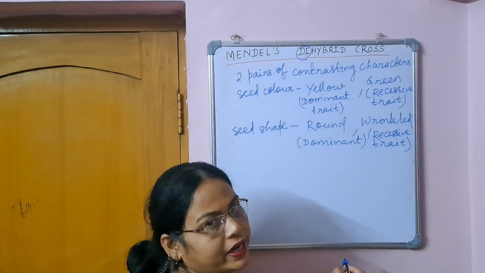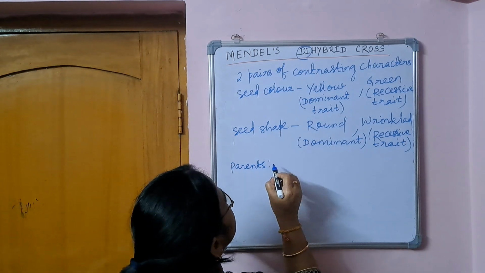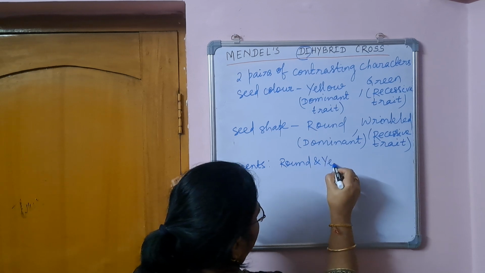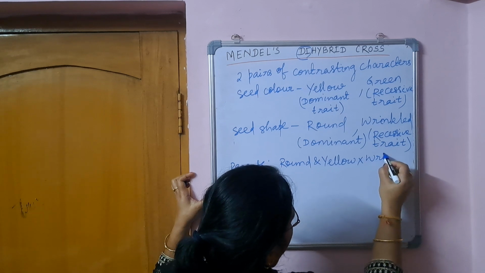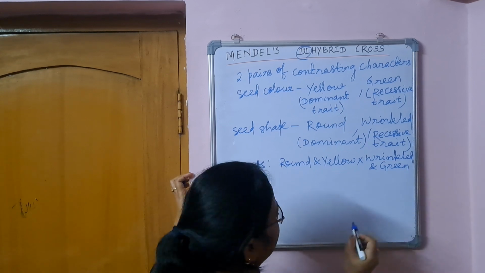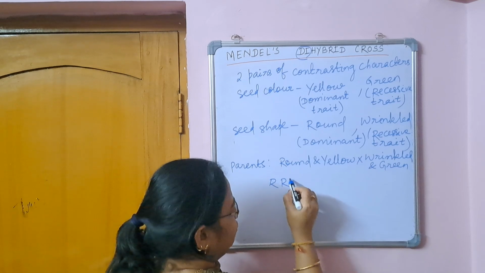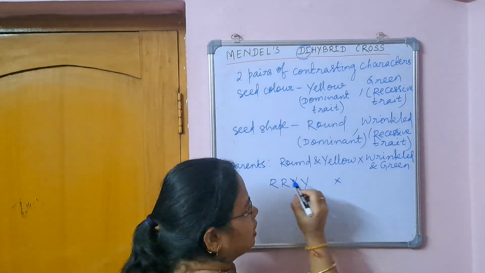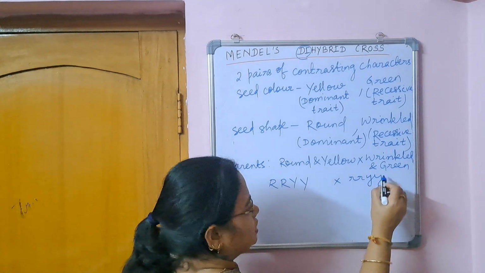Now let us take the parents for Mendel's dihybrid cross. Here you write parents, that will be round and yellow crossed with wrinkled and green. Now let us write the genotypes. For round we will be writing capital R, capital R. For yellow we will be writing capital Y, capital Y, crossed with, for wrinkled the corresponding small letters, small r, small r, and for green it is small y, small y.